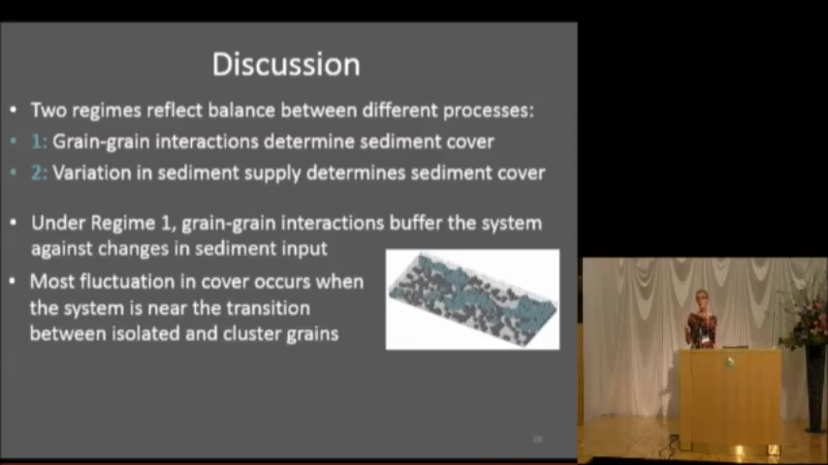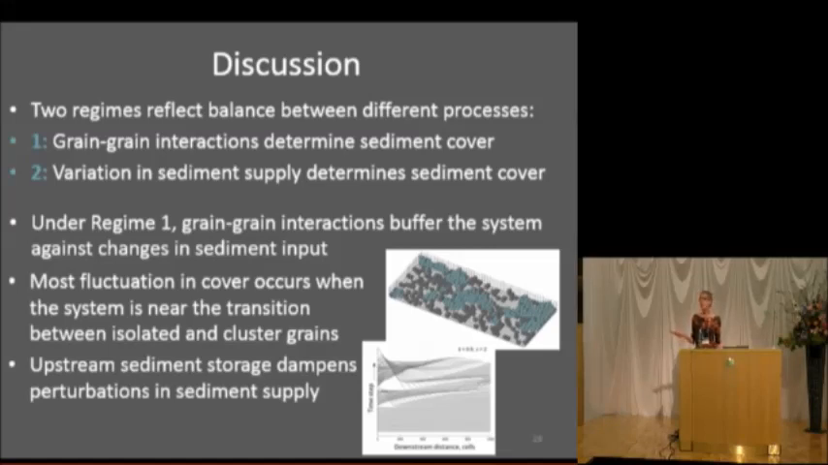Most fluctuation seems to occur in this transition that we get between full cover and full exposure in the control runs. And it's because of the fact that if you put in a little bit more sediment, you create more clustered grains, which makes the bed more stable. And so you can get very rapid transitions between bed exposure and bed cover. And then we've also shown that the upstream sediment storage, these pulses that you can see in the model, actually seem to dampen that downstream variability.